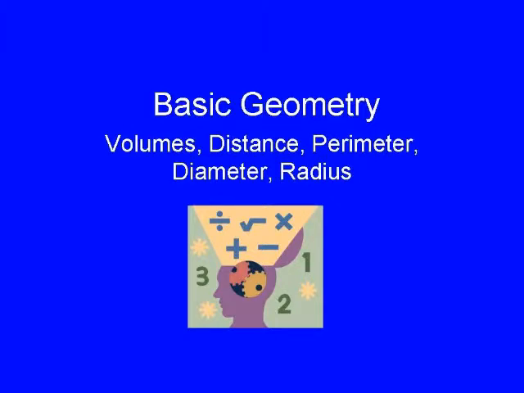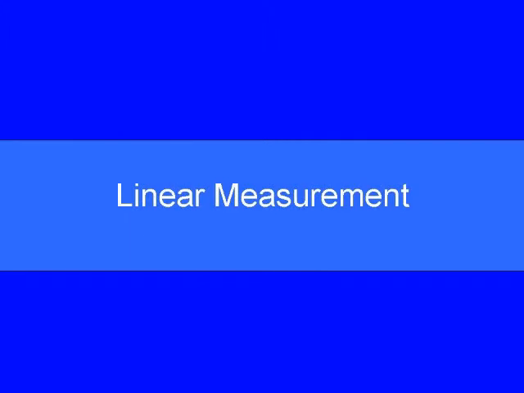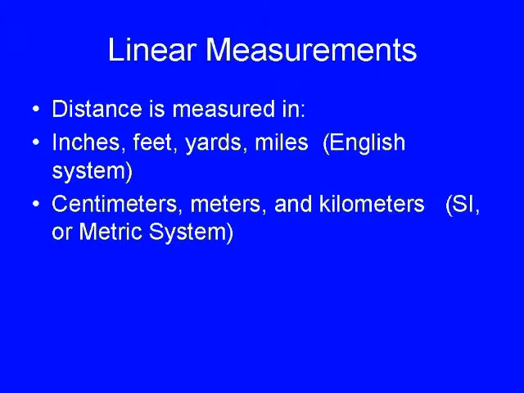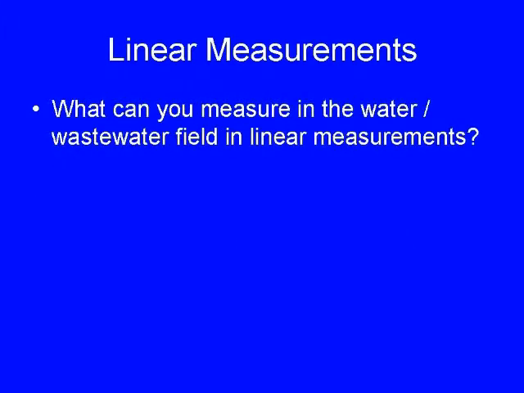Basic geometry: volumes, distance, perimeter, diameter, radius. Linear measurements. Distance is measured in inches, feet, yards, miles, which are in the English system, or centimeters, meters, and kilometers, which is in the metric system. What can you measure in the water wastewater field in linear measurements?